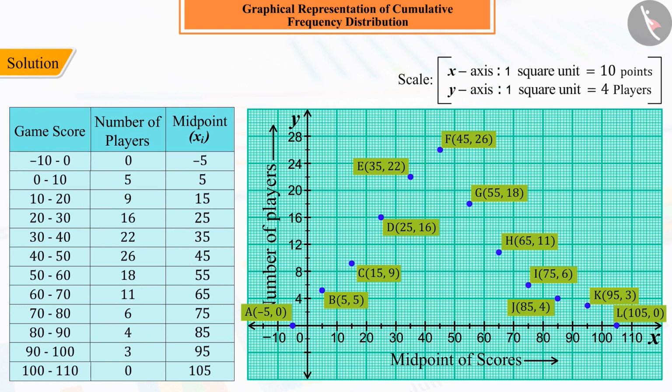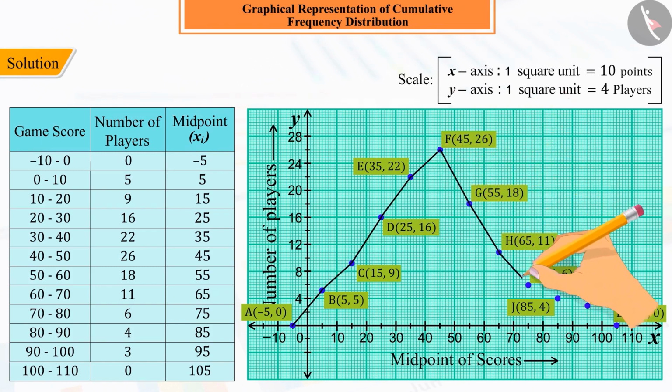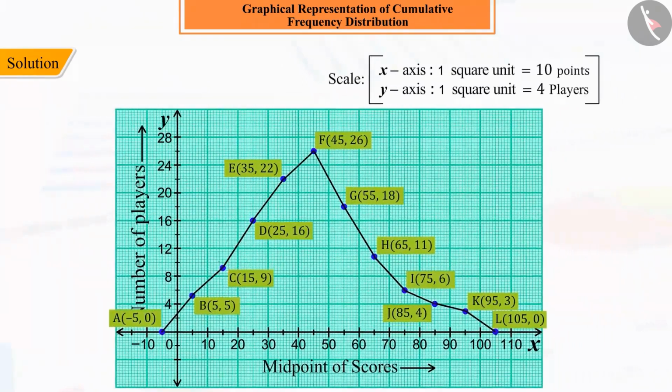It is done in this manner so that we can get the frequency polygon about which we have studied in the previous class. Therefore, we will join all these points with line segments and obtain the graph of the given frequency distribution A, B, C, D, E, F, G, H, I, J, K, L.